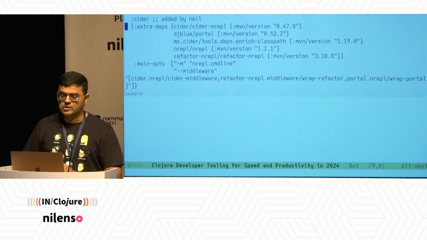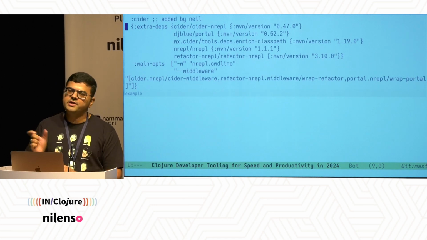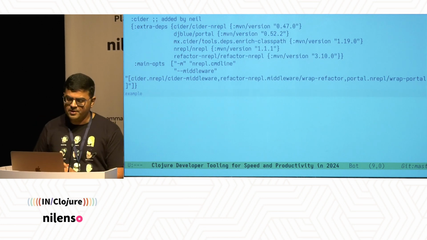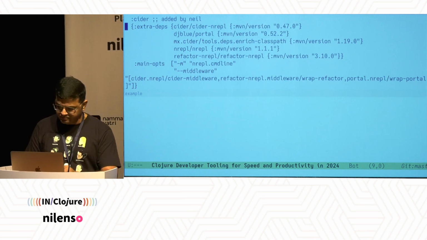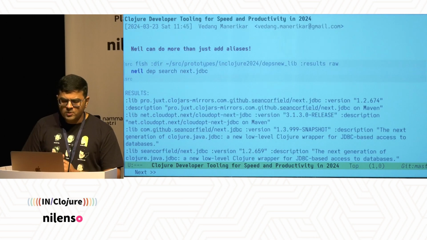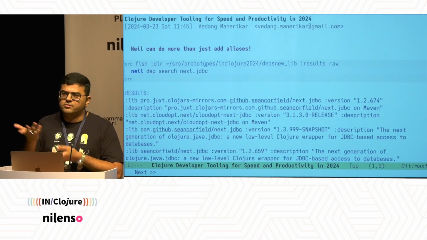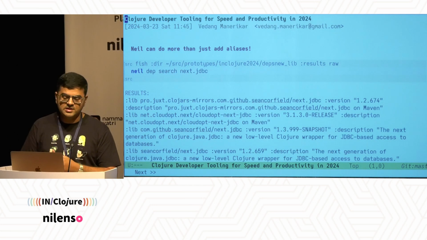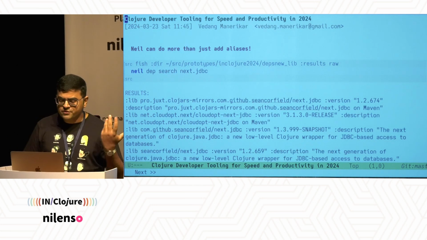So you can see these versions are not hard-coded in the template. Neil fetches the latest stable version every time I use this. So it's quite handy. I don't have to figure this thing out again. And from that, fetches the latest stable version, you should have gotten a clue that it can do more than just add aliases. You can search for your dependencies, right?